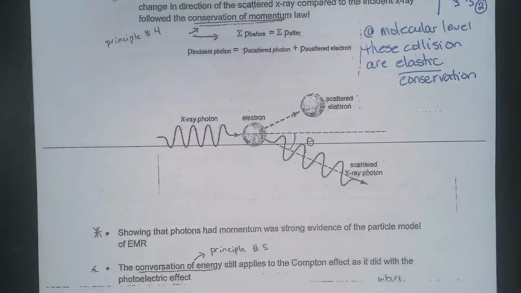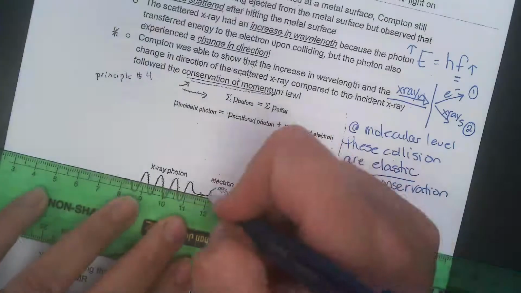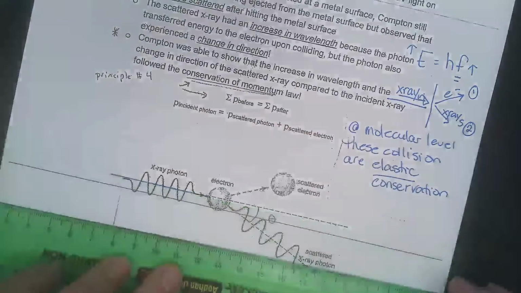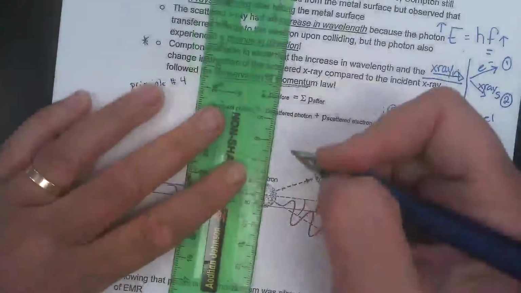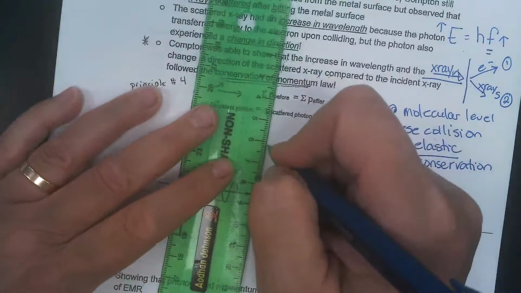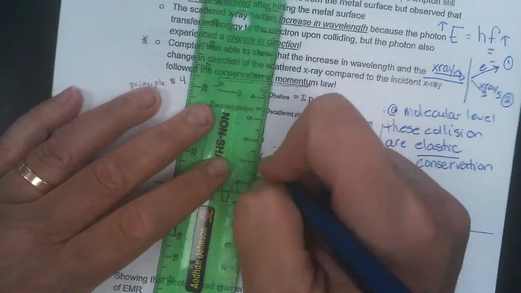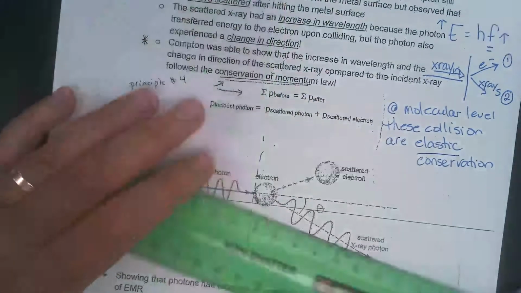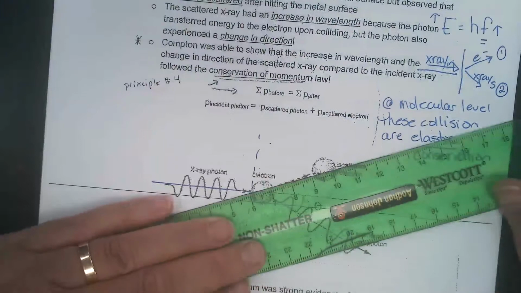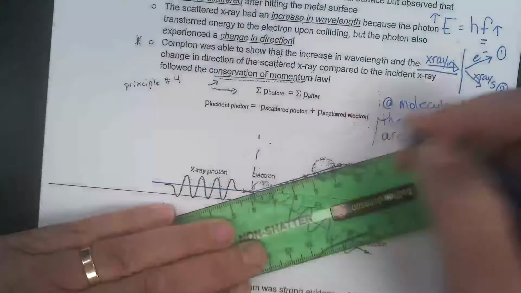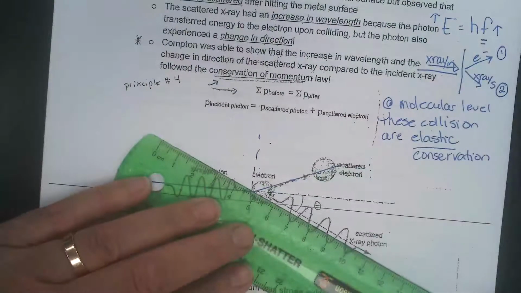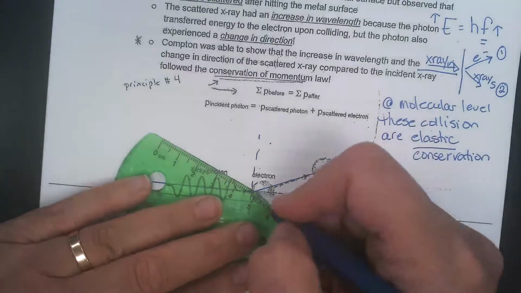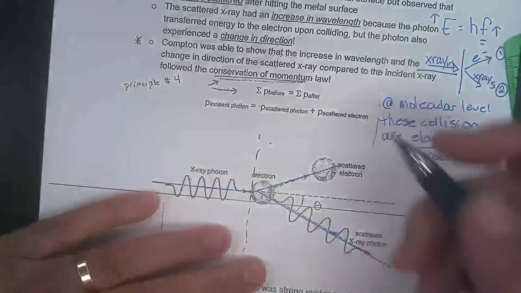When we look at this, this is the diagram. So here is our incident X-ray coming in. Here's our plate. We'll put it right before. And we see the electron being emitted in one direction. And we see the scattered photon being sent in another direction.